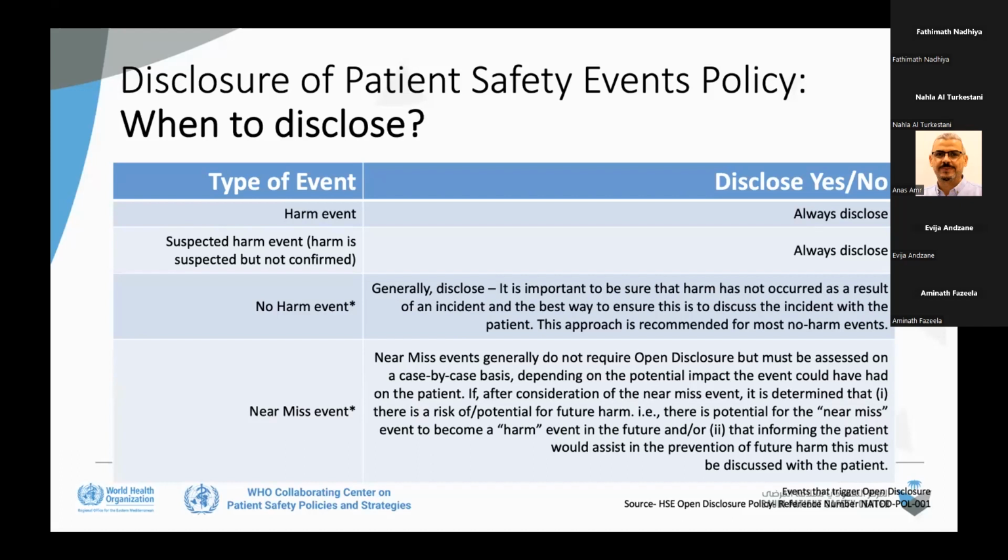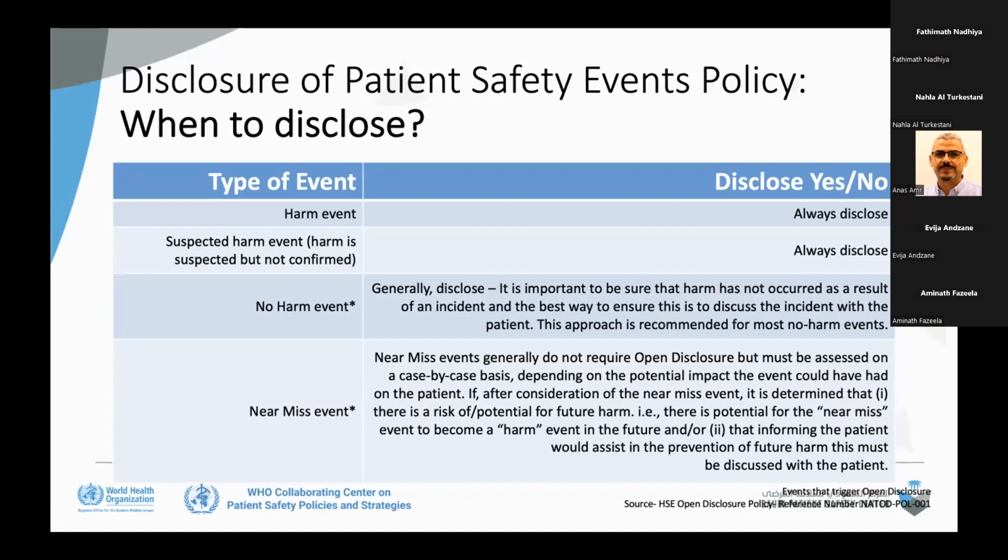Okay, now let's go to if there is no harm happened to the patient. Generally, we should disclose. It is important to be sure that harm has not occurred as a result of an incident, and the best way to ensure this is to discuss the incident with the patient. This approach is recommended for most no harm events.